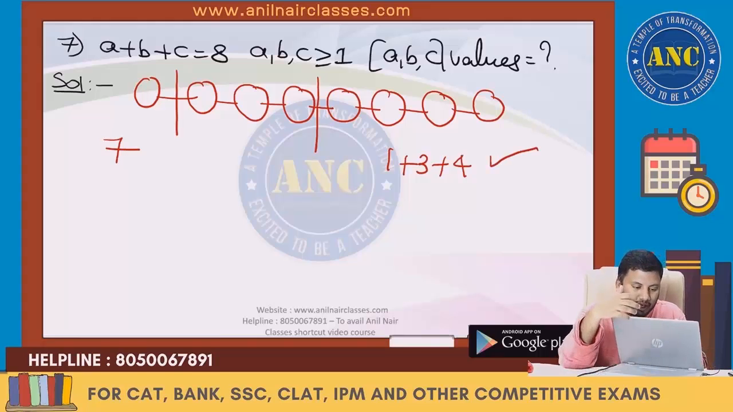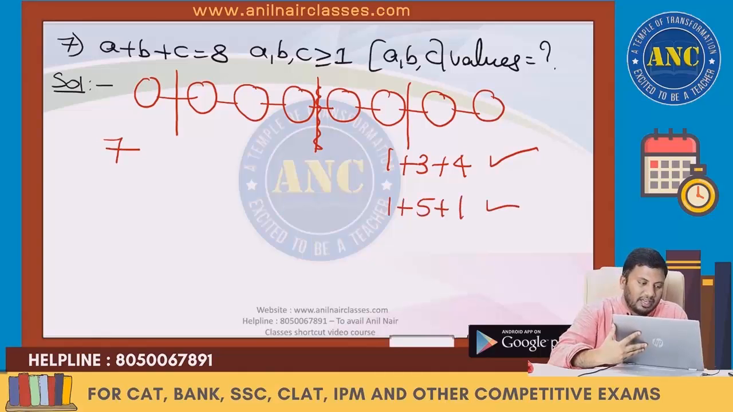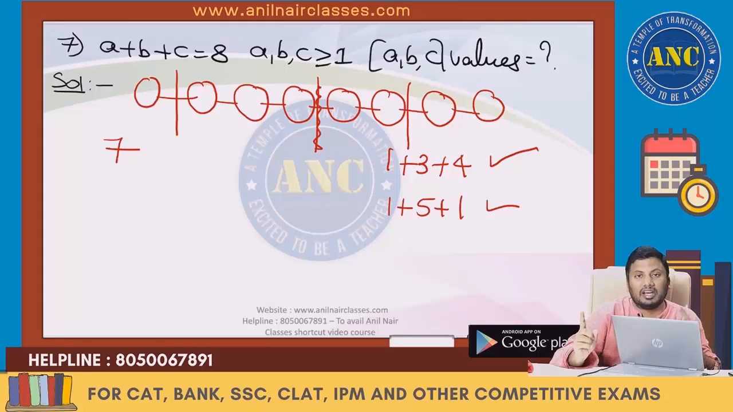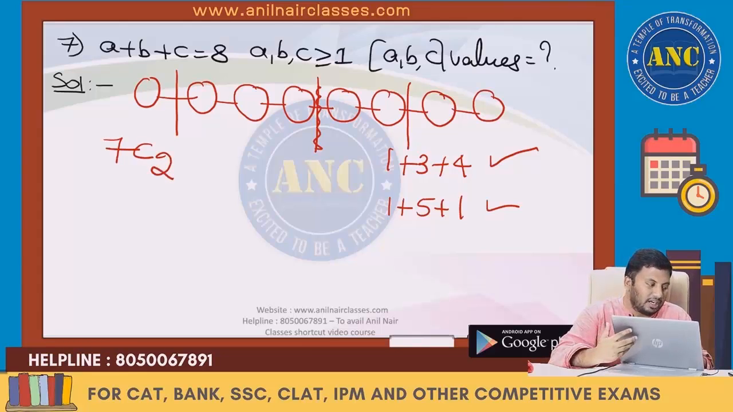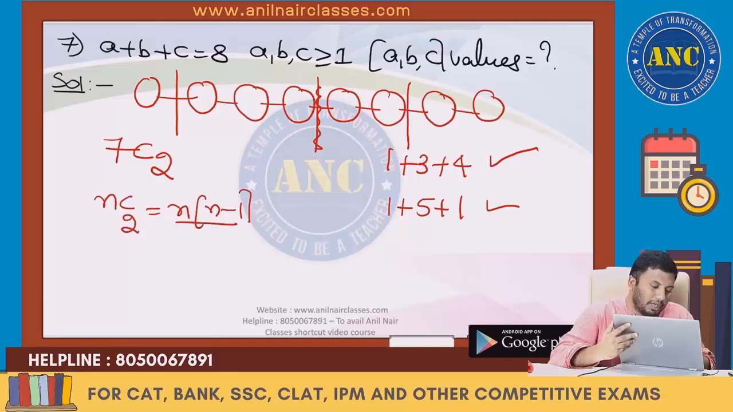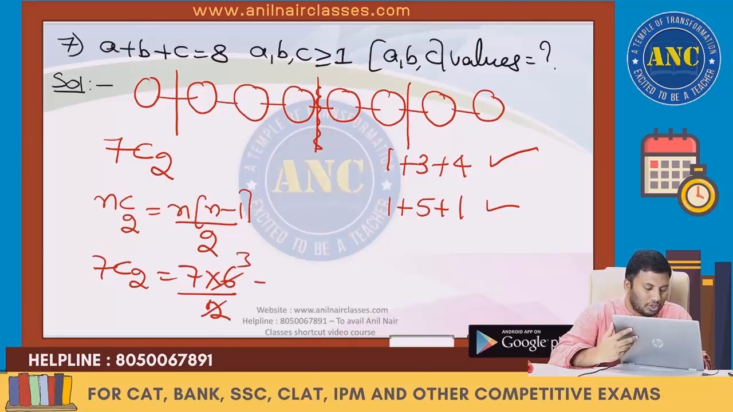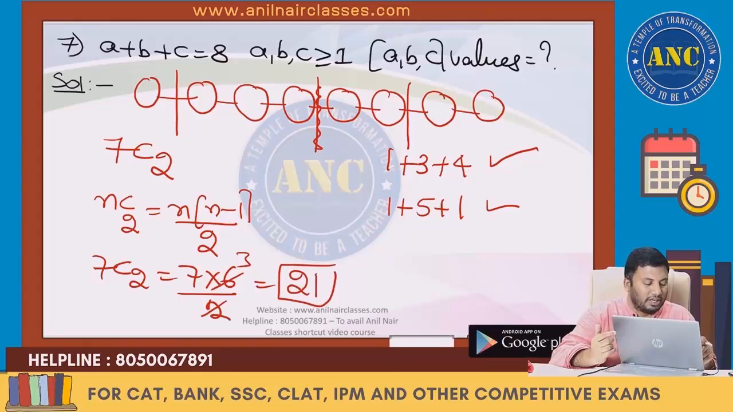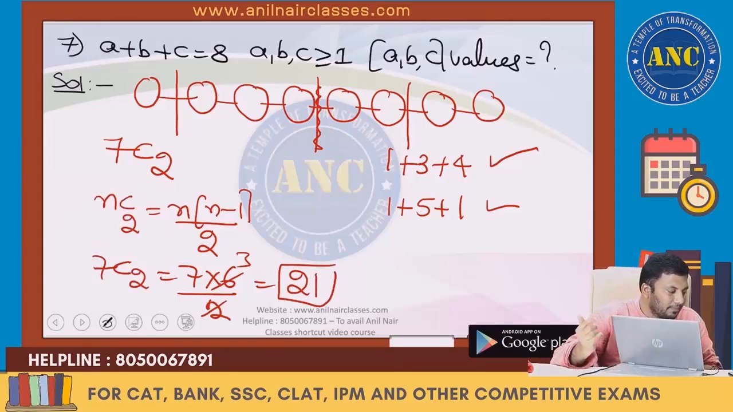Are you all with me? If I do 1 cut here instead, it is 1 plus 5 plus 1, which is again 8. That means if 8 balls are there on a number line, there are 7 gaps. Selecting any 2 of the 7 gaps gives one solution. I hope it is clear. 7C2. NC2 is n into n minus 1 by 2. 7C2 is 7 into 6 by 2, which is 21. The answer for this question is 21.